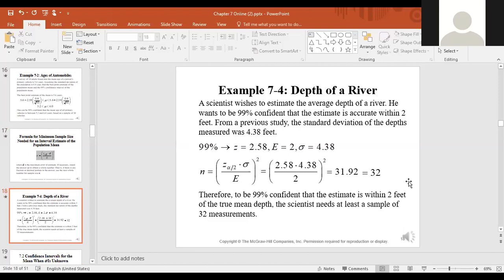Always round up the minimum sample size. Remember that there is a square here. Sometimes students forget this square.